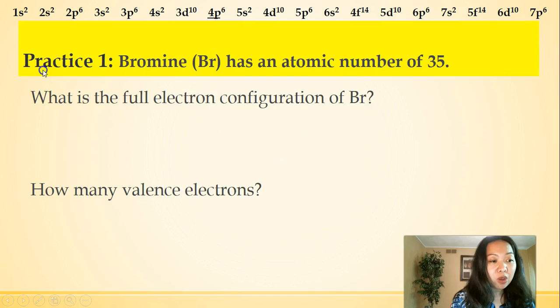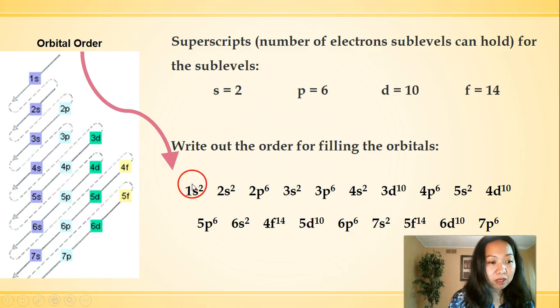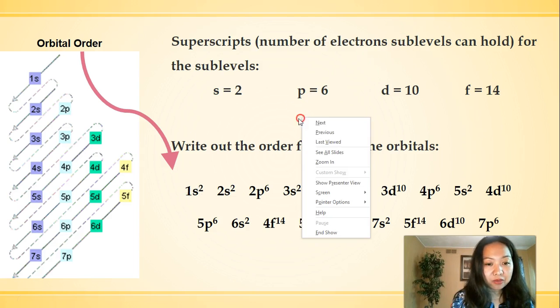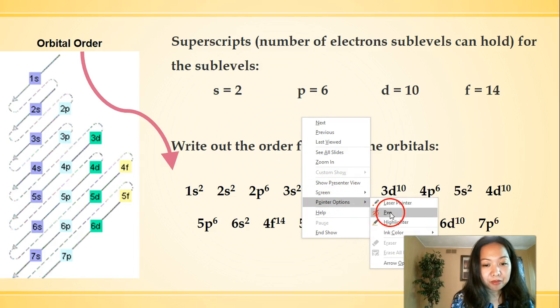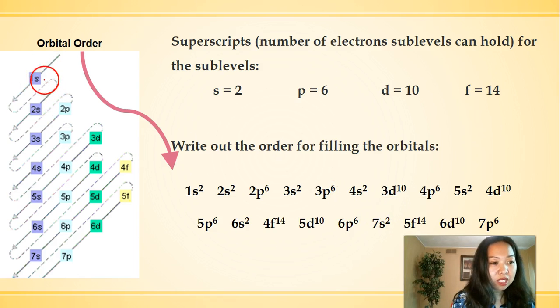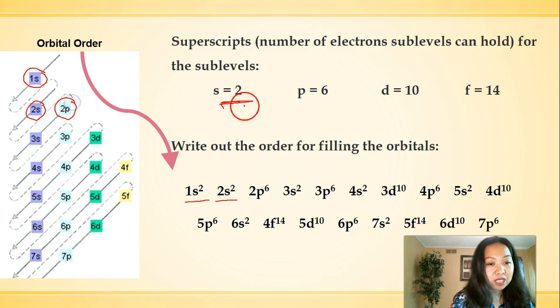So we're going to start with 1s. Okay, so the first one that we see is 1s. And again, s can hold a maximum of 2 electrons. So we're going to write that as 1s2. Again, we're going to follow the arrow and we get to 2s. S can hold 2 electrons, so 2s2. Again, just follow the arrow and it's going to take us to 2p, and p can hold 6 electrons, so that's 2p6.